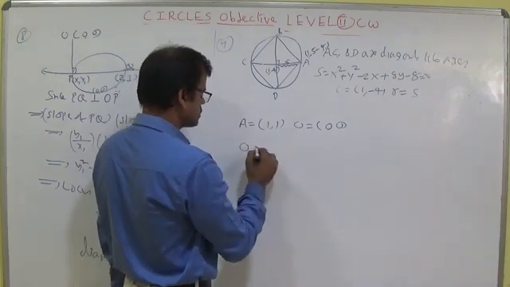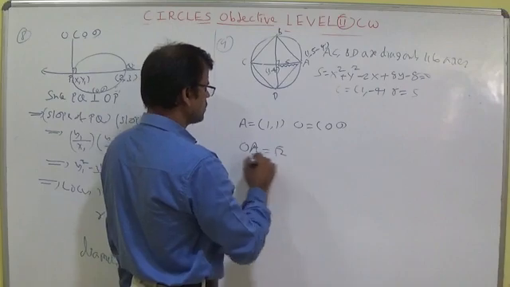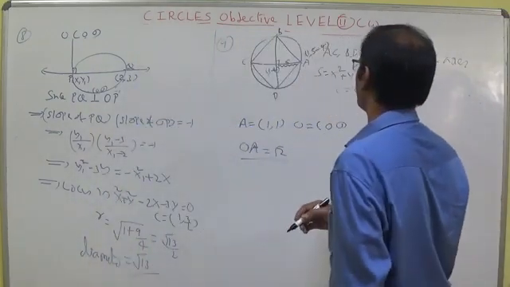O is equal to (0, 0), and OA is equal to the distance from (0, 0) to (1, 1), which is root 2.